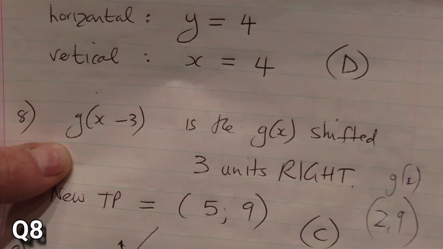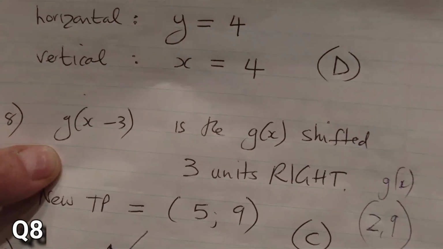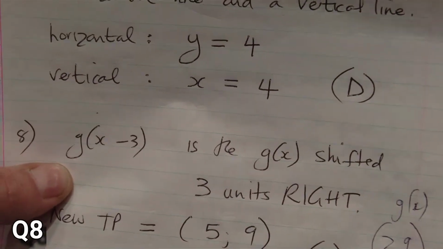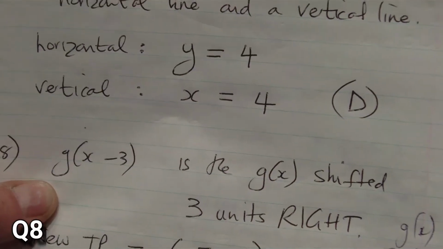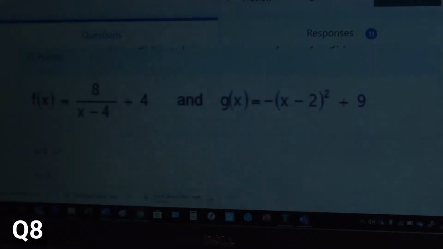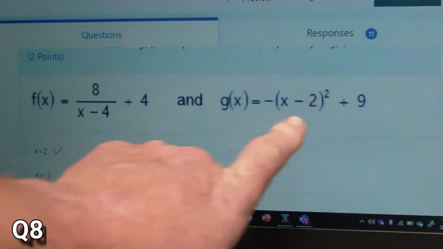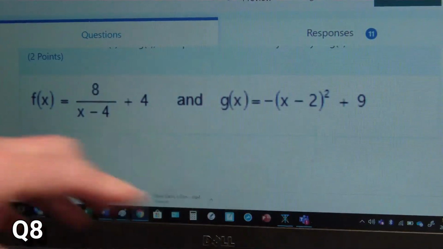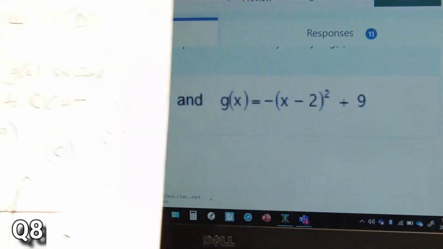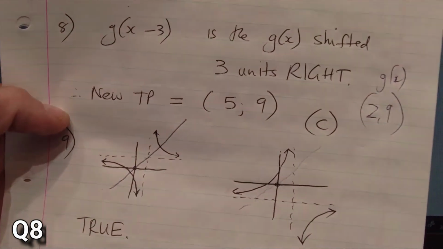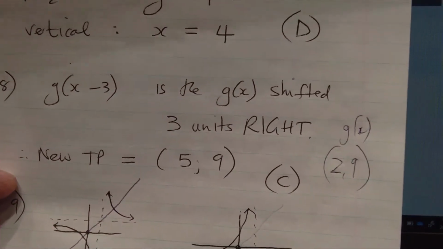If you're finding g of x minus 3, because 3 has been subtracted from that x, it means that whole parabola just shifted 3 units right. Now the initial turning point was (2, 9), which you get from the standard form. So if that is shifted 3 units to the right, its new turning point will move from (2, 9) to (5, 9). So there it is.